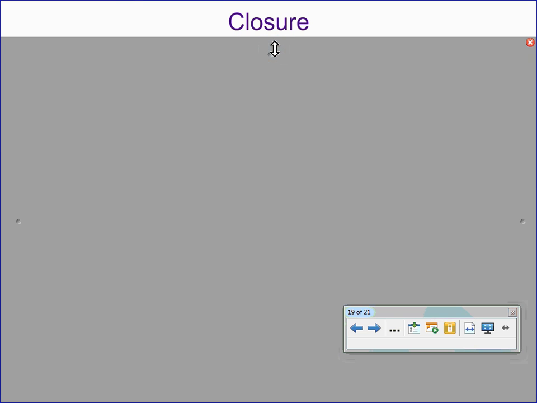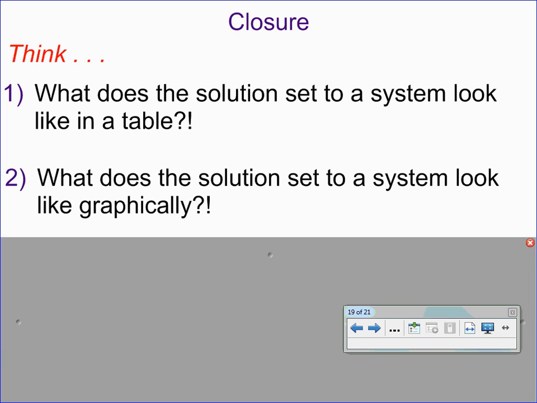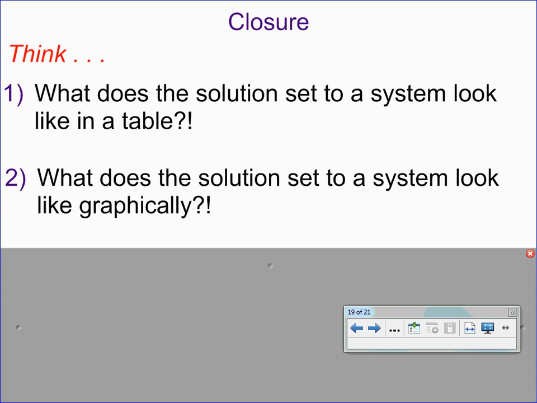Let's go ahead and bring it together then for closure. So think. What does the solution set to a system look like in a table? We did that with our scrolling. Don't say it out loud, write it down, written response for everybody, and be ready to share. Versus 2. What does the solution set to a system look like graphically? So when you're looking at a picture of the graph, what does it look like?